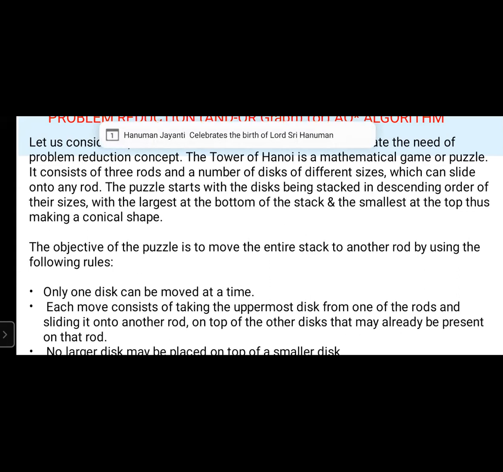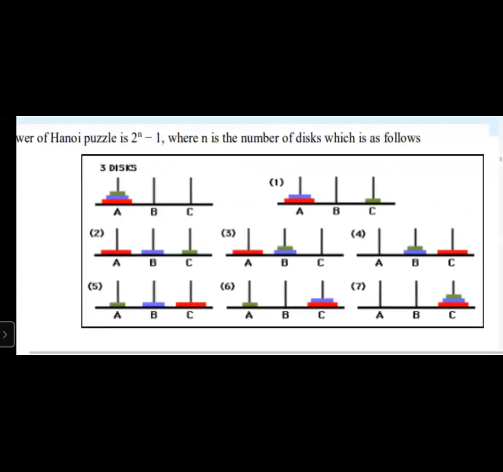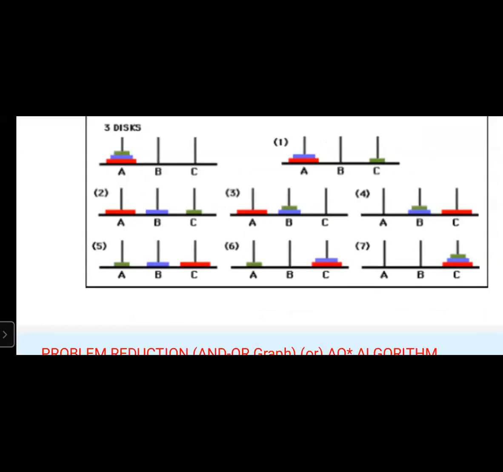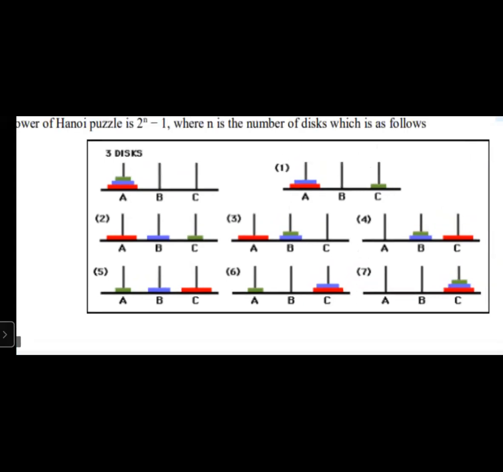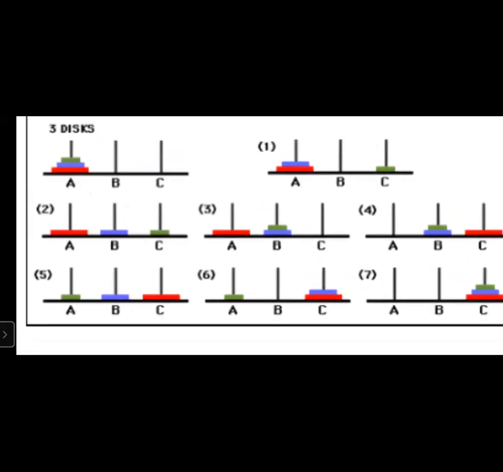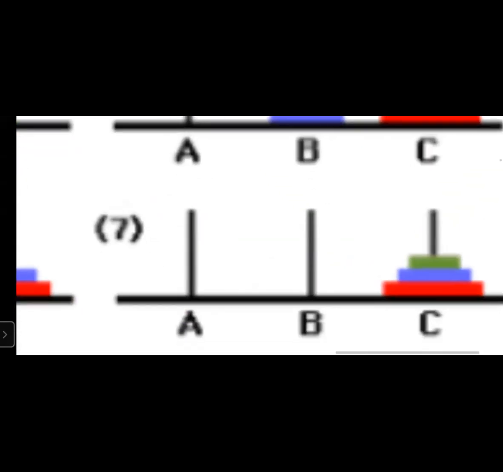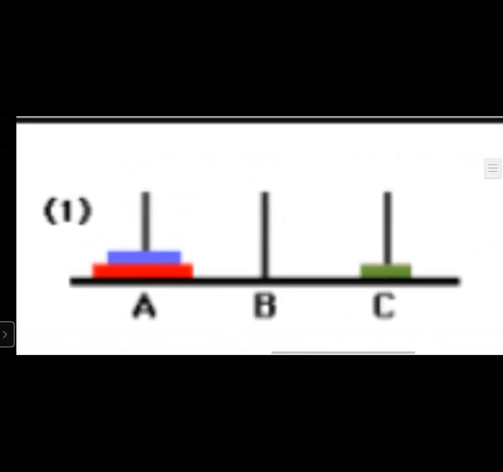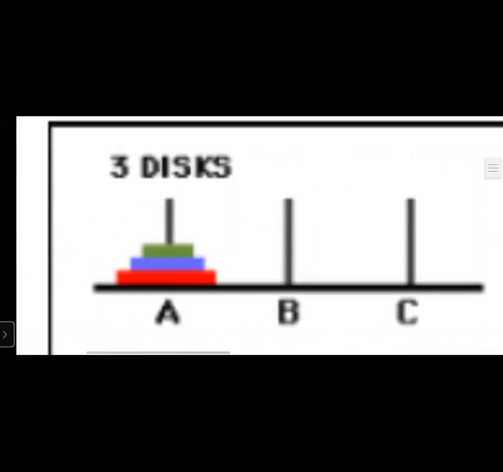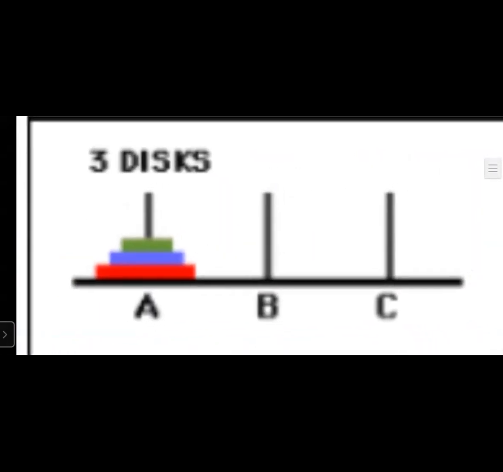See this one. The initial state is here. This is given, and I need to place the rods like this. I was given the discs like this, and I need to place them.